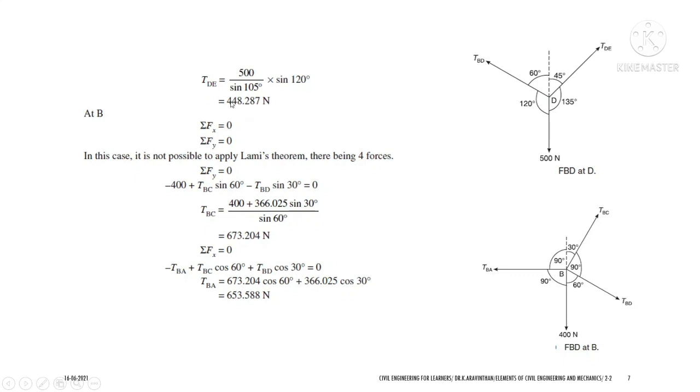So if you simplify, we got 448.287 Newton. Next, let us take the TBD and find this value. Let us equate TBD divided by sine 135 equal to 500 by sine 105. So this will be the equation. After cross multiplication, you got sine 135 degree here. Okay, so the TBD will be 365.9 Newton. So you got both the values, TDE and TBD.